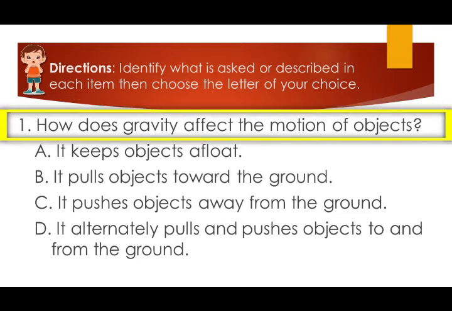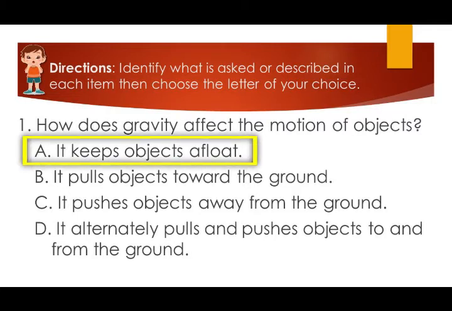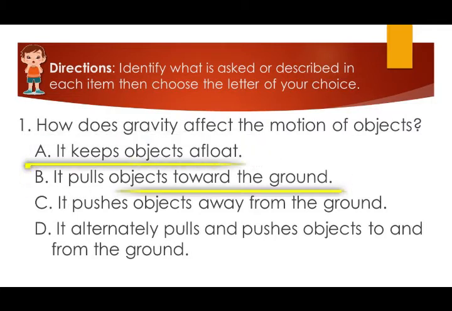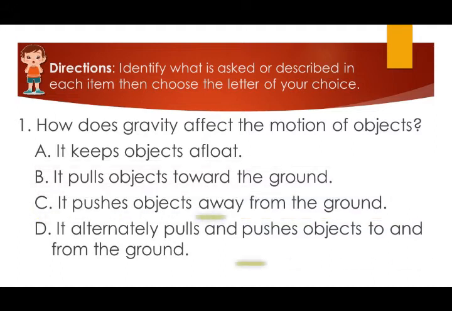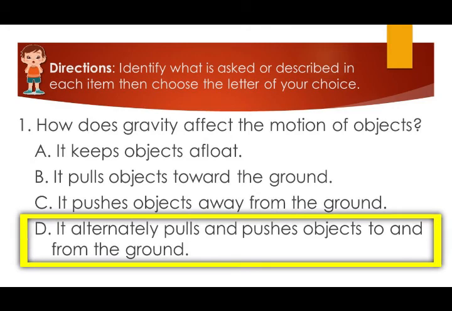Number 1. How does gravity affect the motion of objects? A. It keeps objects afloat. B. It pulls objects toward the ground. C. It pushes objects away from the ground. D. It alternately pulls and pushes objects to and from the ground.